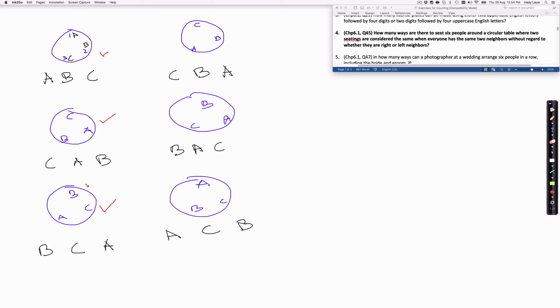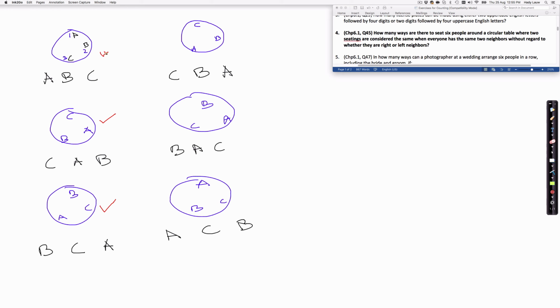Essentially what we are doing now is that we have rotated the table one more time by one position to the right, and in this case B goes to where C is, C goes to where A is, and A goes to where B is. So we get this table instead, but in terms of the sitting arrangement, they are still all the same. So instead of 3 different ones, they're essentially still the same arrangement.